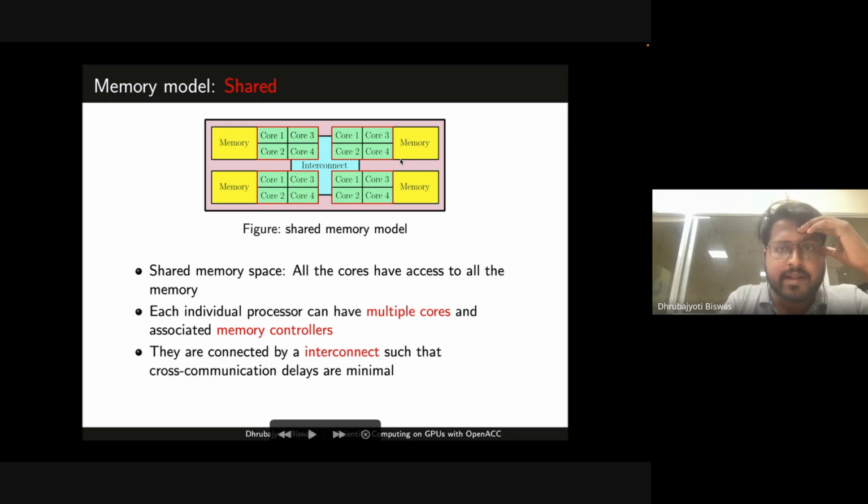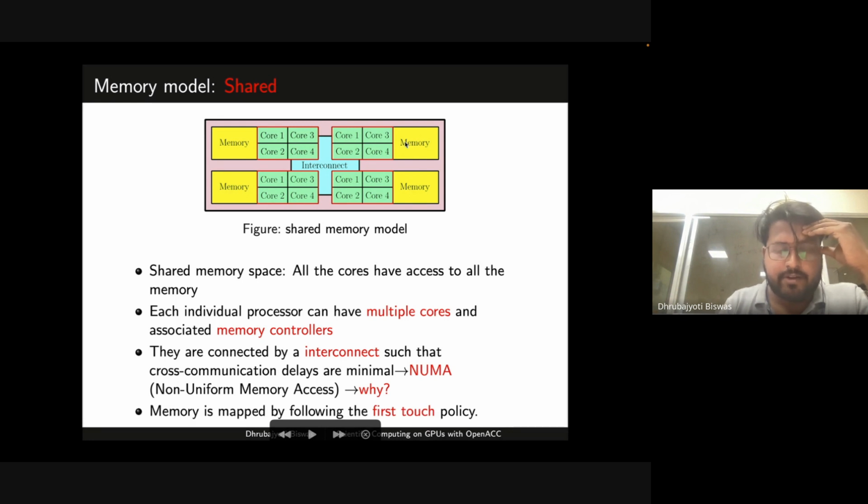They are connected by an interconnect, as I have shown here in blue, such that the cross communication delay is more than the direct communication cost, but still it is quite fast. This is called NUMA, or non-uniform memory access. Why is it non-uniform? Because different CPUs, depending on which processor they are on, have different access times. Therefore, it is called non-uniform memory access. You might ask why it is made like this. I will come back to it.